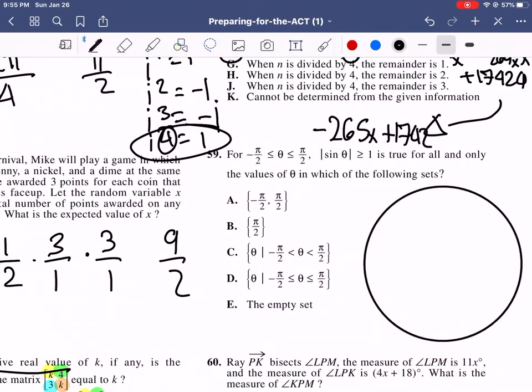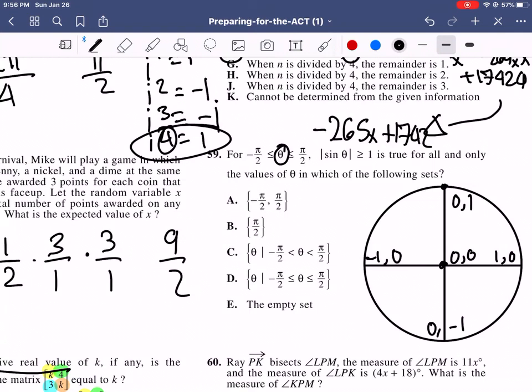The unit circle, and then quadrants. The middle of the unit circle is 0, 0. The top is 0, 1. This one is 1, 0. This one's negative 1, 0. And this one is 0, negative 1. So you know that this is greater than or equal to negative pi over 2, and less than or equal to pi over 2.